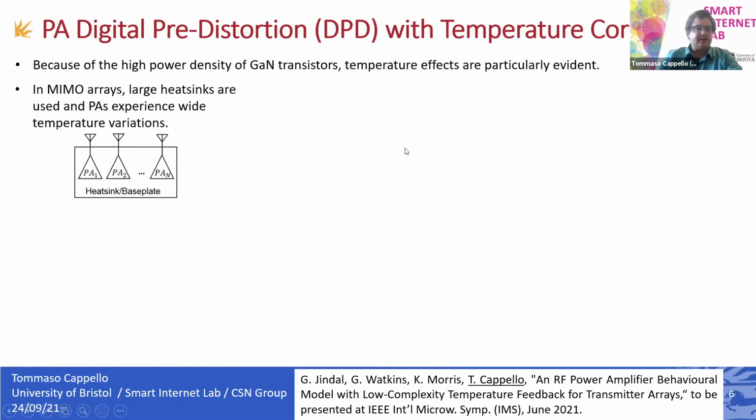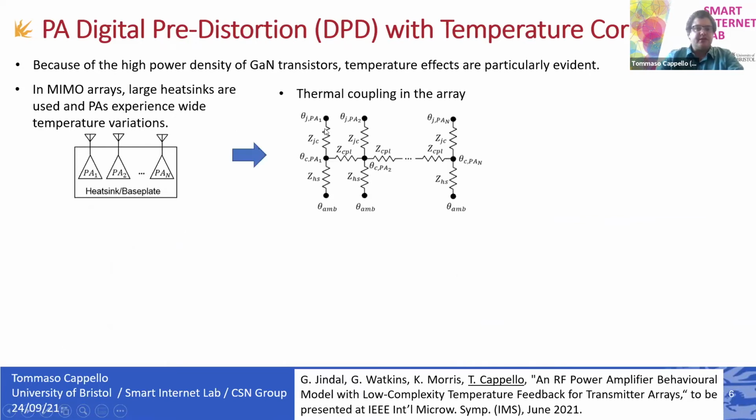So this is about some work I've been doing with my PhD student at the University of Bristol, and is related to what happens if we pack a number of PAs within a certain area, where they can share some temperature between each one. So, for example, within a MIMO system or a phased array, all these PAs are thermally coupled. Here is reported the thermal network.